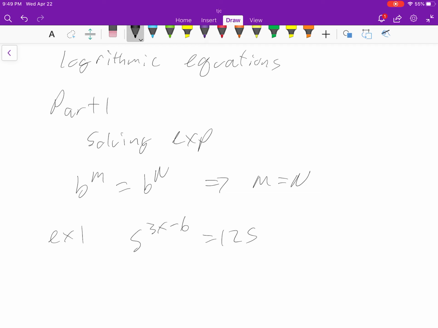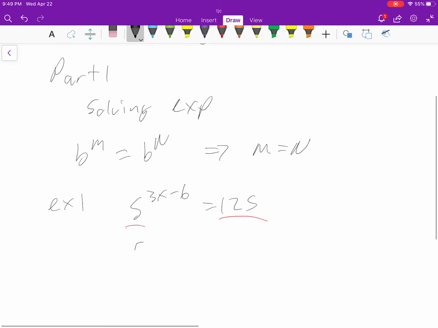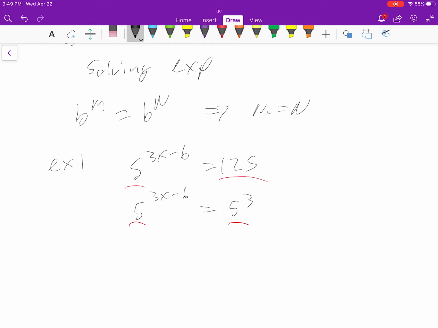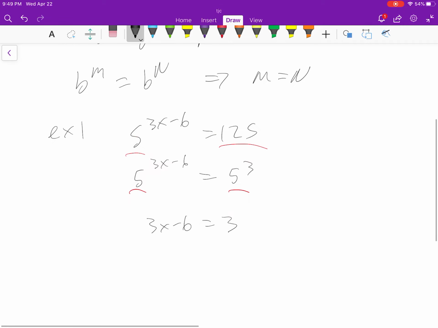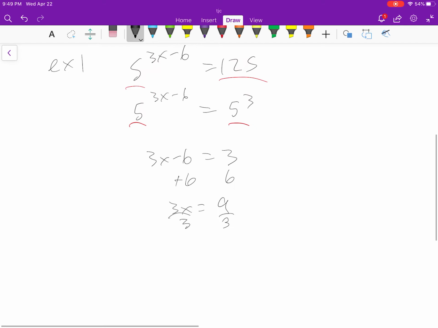Looking at this particular problem, it doesn't look like the bases are the same. Here it's a 5, here it's a 125. But we know that 125 is really 5 cubed. So we can rewrite this problem as 5^(3x-6) equals 5 cubed. Now, since the bases are the same, all we have to do is look at the exponents and realize they're the same as well. So then we can equate them, and then we just solve it like normal by adding 6 to both sides, then dividing by 3 to get our answer.